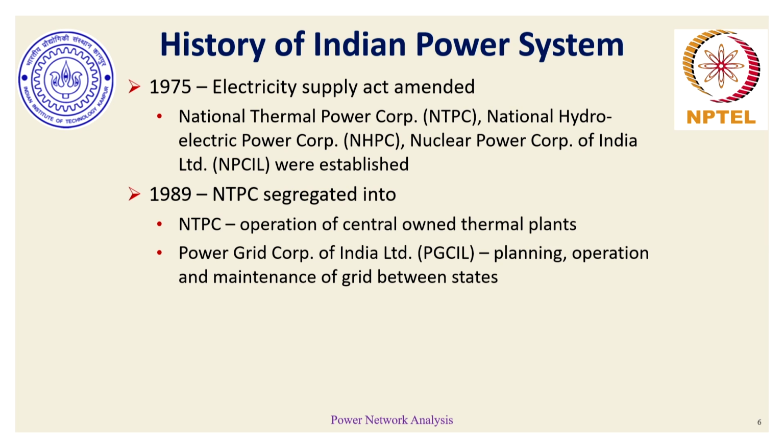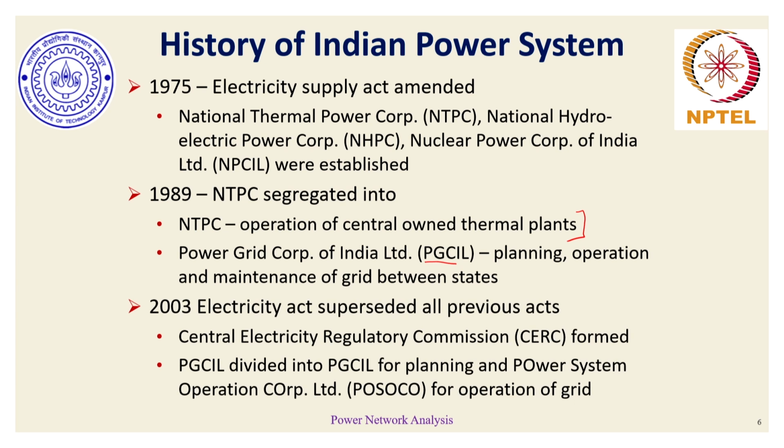National Thermal Power Corporation, NTPC, was further segregated into two distinct bodies. The portion which was responsible for ownership of centrally owned thermal power plants was retained with NTPC, but the transmission network was handed over to Power Grid Corporation of India Limited, which we know as PGCIL, which was responsible for planning, operation and maintenance of the transmission grid, interconnecting different state boards.